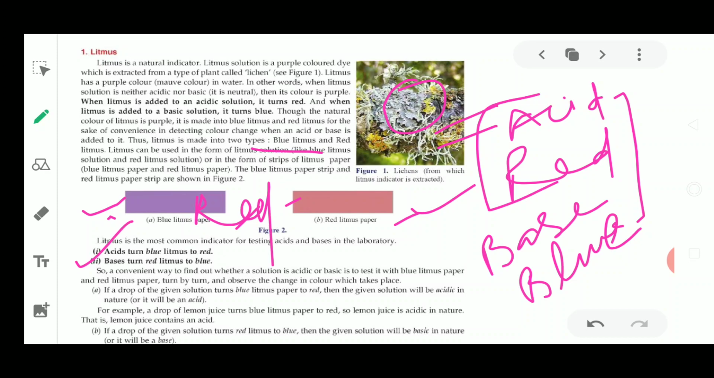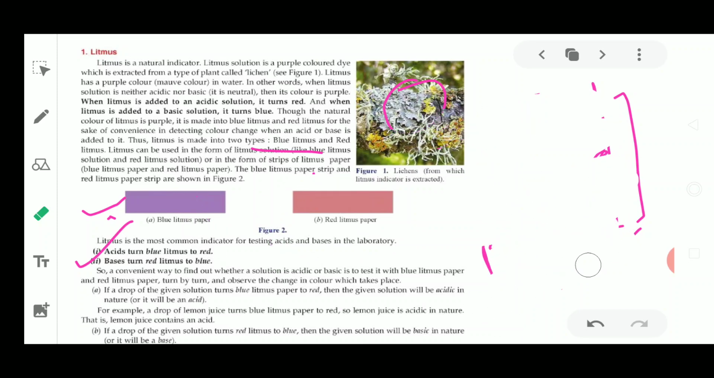Now next is the red litmus paper. When you add the red litmus paper to a base, because of the reaction with the base, it turns blue. So bases turn red litmus paper to blue. This red litmus paper turns into blue when bases are added to it. Whereas acids turn blue litmus into red.